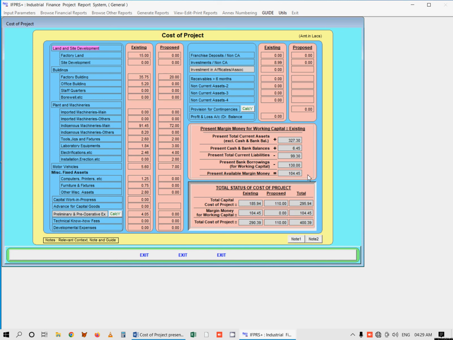Now, referring to the proposed column of cost of project, state the amount of capital expenditure as under proposed column intended to be incurred for each of the respective capital assets of the project, with further breakup and change in nomenclature as to be more specific thereto. Total status as to cost of project is immediately getting updated with respect to existing cost of project, proposed cost of project, and total cost of project.